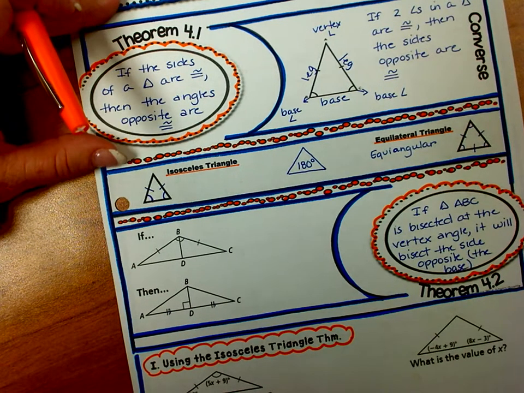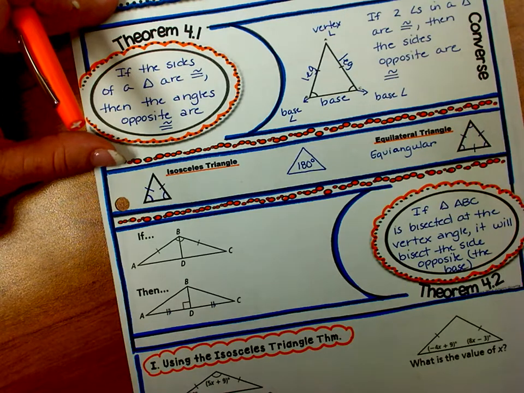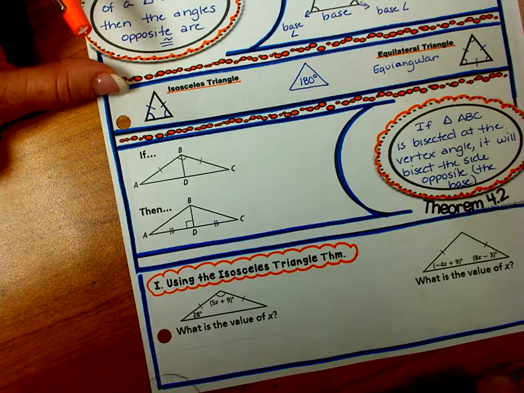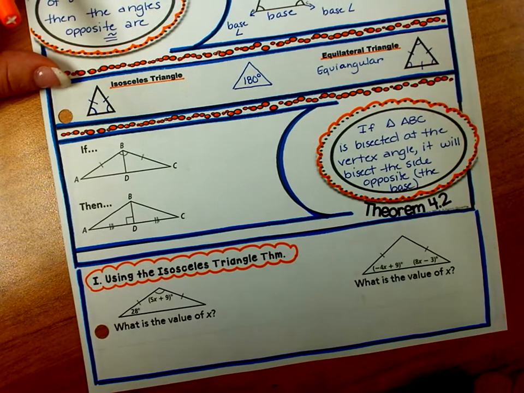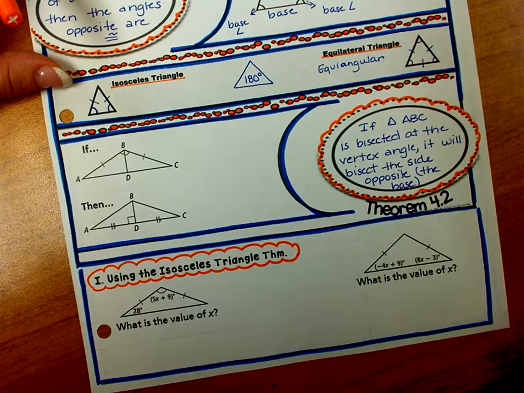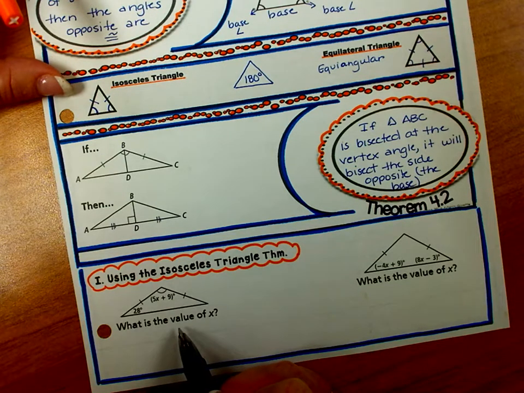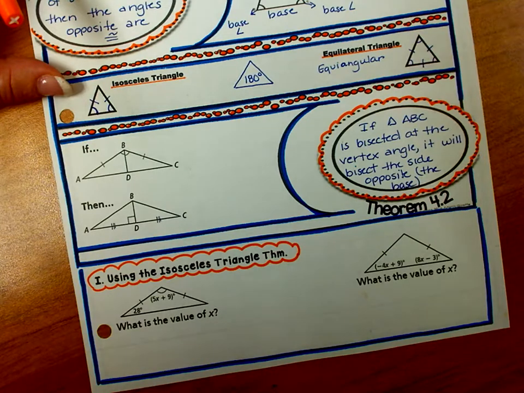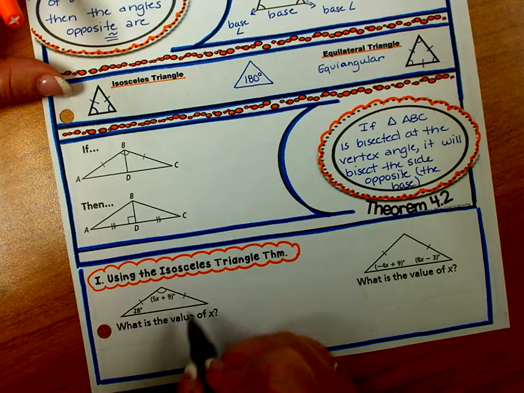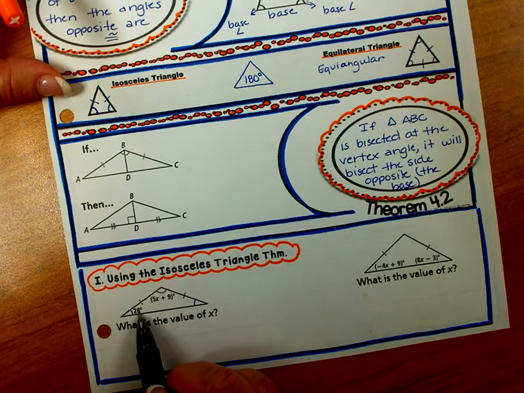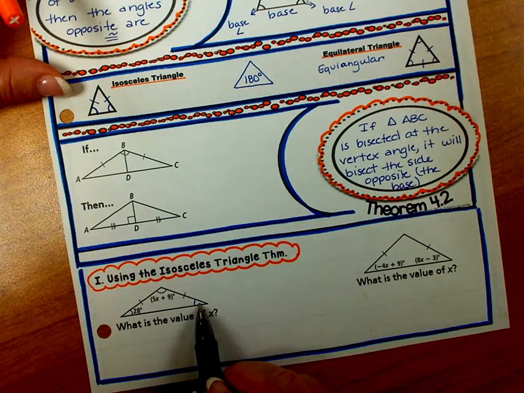Okay, so let's look at an example. Now that we know some important properties of triangles, we can use what we know to set up an equation. Looking at this one, we know that these two sides are congruent. That makes it an isosceles triangle. And in an isosceles triangle, the base angles are also congruent, which means that this one's 28 degrees, so this one must be 28 degrees.